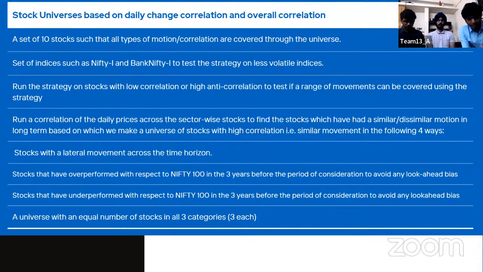The period of consideration was 3 years before the 2018 period, so that there's no look-ahead bias. And we created the following subcategories. One is stocks that have overperformed with respect to Nifty 100, stocks which have underperformed with respect to Nifty 100, and stocks which have had a lateral movement across the horizon. We also created a universe wherein there are an equal number of stocks in all three categories, which is 3 each. Moving on.